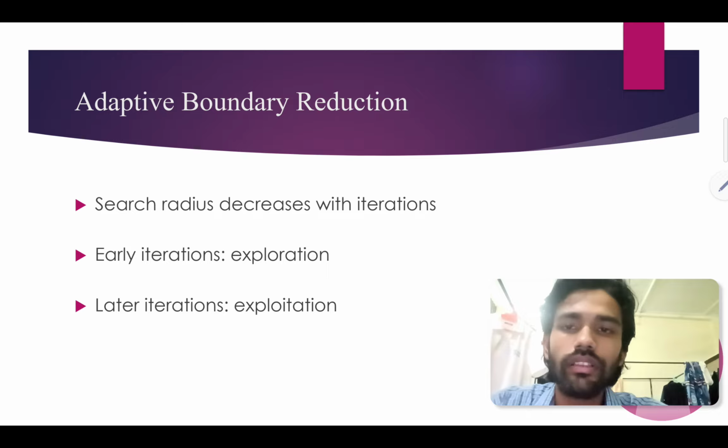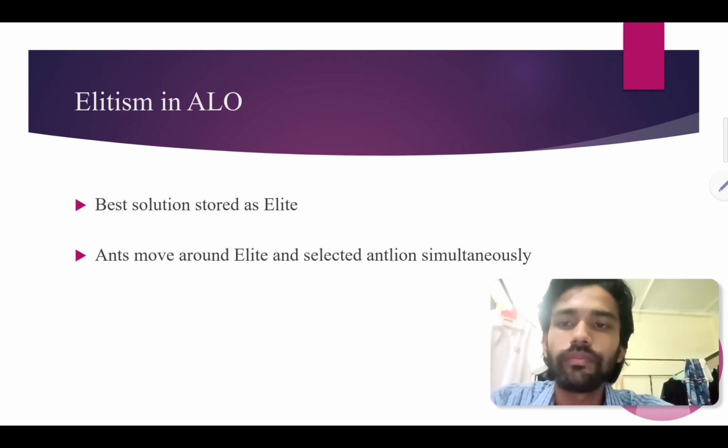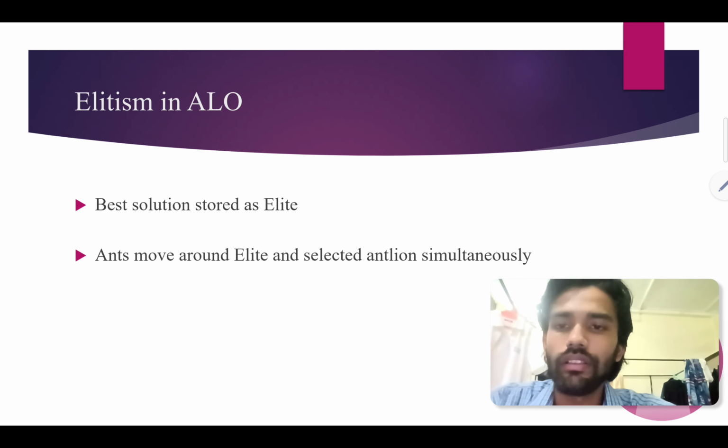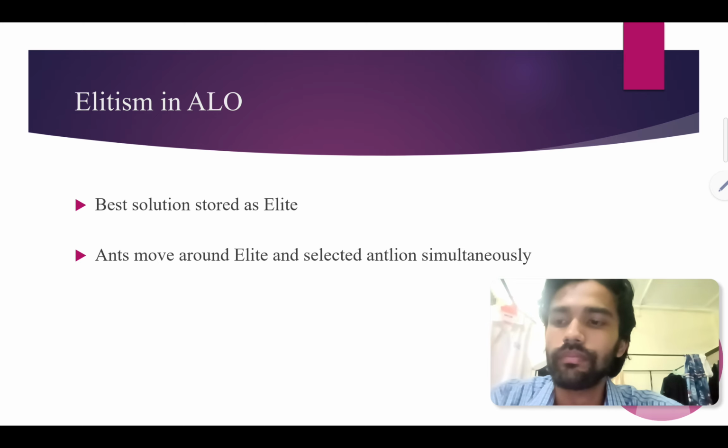Coming to the next slide, that is elitism in ALO. The concept is that the best antlion found so far is called the elite. That is the concept, and the elite solution is always preserved. So every ant is influenced by the selected antlion and the elite antlion. The advantages are that it prevents losing the best solution, increases accuracy, and improves convergence. Those are the advantages.